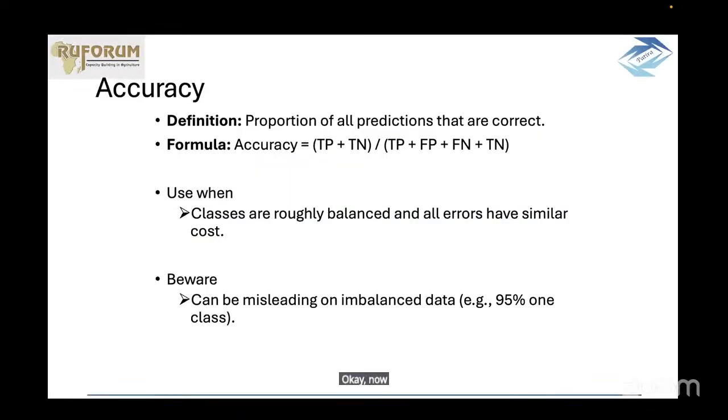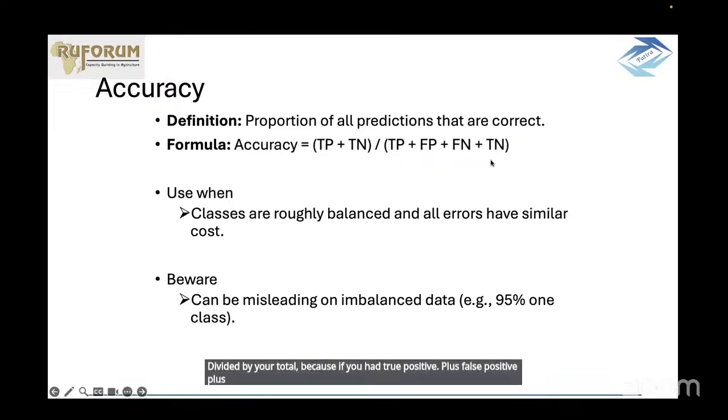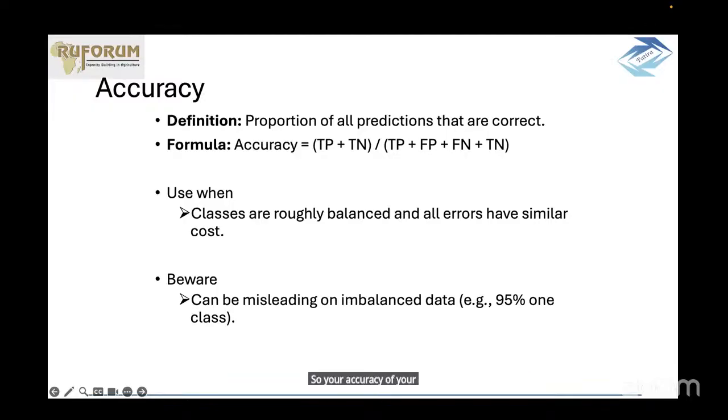Okay, now from those four, you can talk about accuracy. So if people are talking about accuracy in machine learning or data science, accuracy is the number of your true positives plus the number of your true negatives divided by your total. Because if you add true positive plus false positive plus false negative plus true negative, this is your total. So the accuracy of your algorithm is your true positive and true negative divided by your total sample.